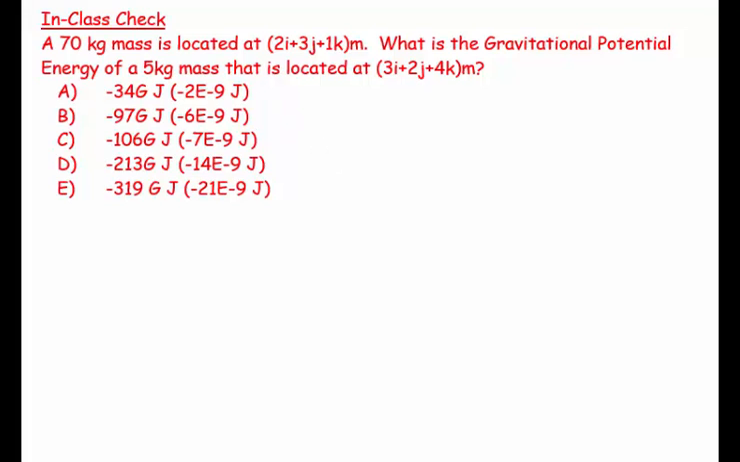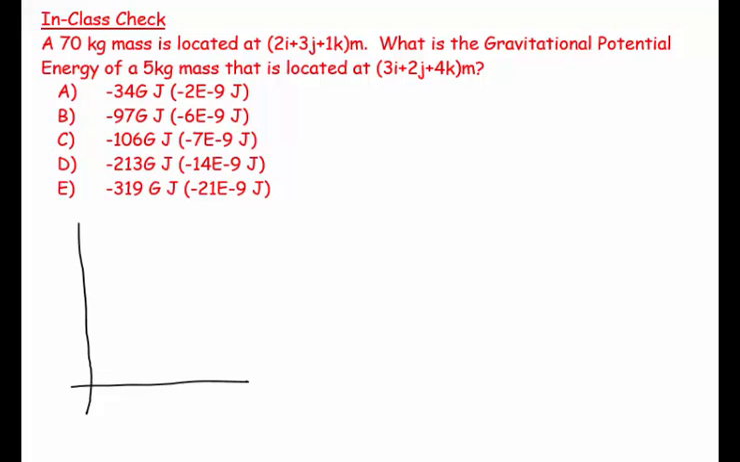Welcome. This question says a 70 kilogram mass is located at 2i plus 3j plus 1k meters. What is the gravitational potential energy for a 5 kilogram mass, which is located at 3i plus 2j plus 4k meters? So this is, again, a gravitational potential energy question, but whereas before we tended to put the host mass, the heavier mass, at the origin, now we're moving to a more general case.